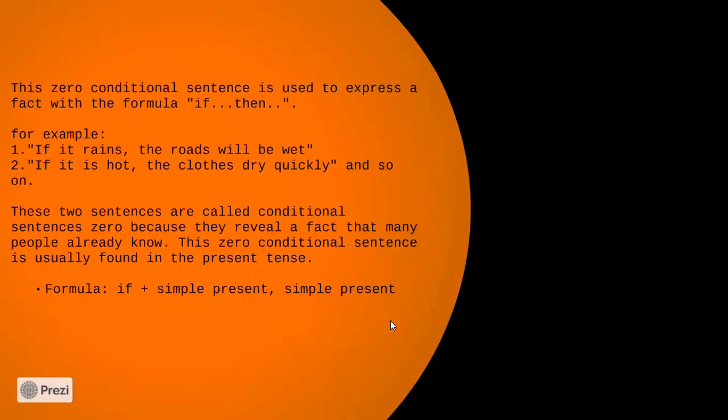Type 0. The zero conditional sentence is used to express a fact with the formula if then. For example, 1. If it rains, the roads will be wet. 2. If it is hot, the clothes dry quickly, and so on. These two sentences are called conditional sentence 0 because they reveal a fact that many people already know. The zero conditional sentence is usually found in the present tense formula if plus simple present, simple present.